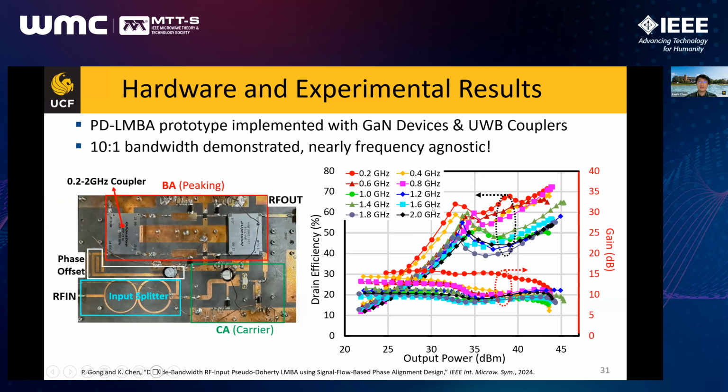Then here are the measurement results. We can see that the efficiency enhancement behavior from peak power to 10 dB power backoff has been achieved all the way from 0.2 to 2 gigahertz, covering this decade bandwidth. This is the first-ever decade bandwidth, 10-to-1 bandwidth load modulation PA that has been demonstrated, and it can nearly achieve frequency agnostic operation.